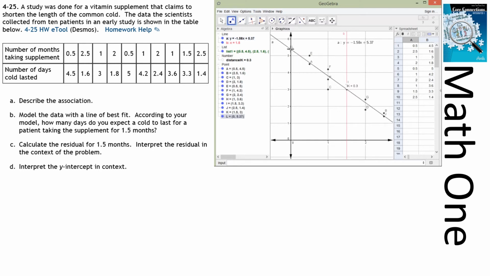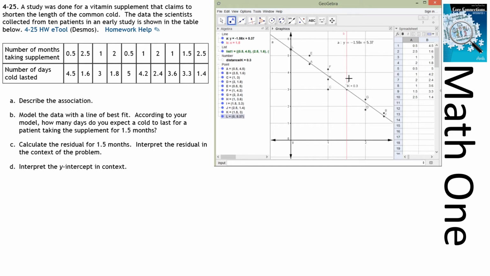And I can get that by grabbing a point and constructing a point where my y-axis and my model meet, and that point is right there. And you can see it's at 5.37, which was reflected in the equation of my line of best fit, right? 5.37. And in context of this problem, what we're saying is if you don't take the supplements at all, the model's reporting that your cold would last for about 5.37 days. So more than 5 days, 8 hours.